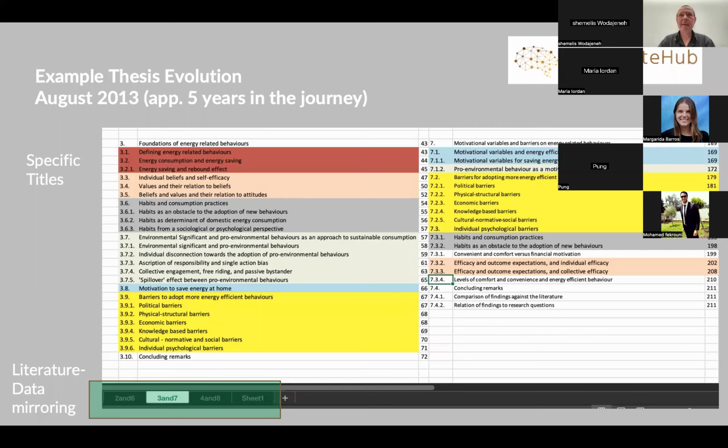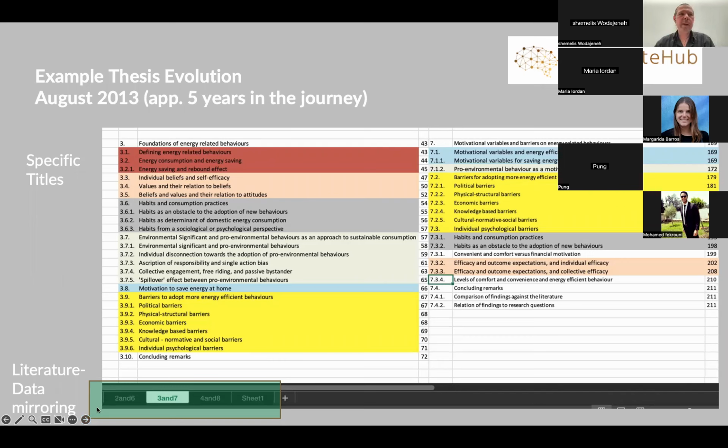You will understand that the chapter 3, which was a data literature review chapter, and chapter 7, which was a data collection chapter, are still not matching. So it's quite obvious. And here in the lower end, you see the comparison, literature review and data.